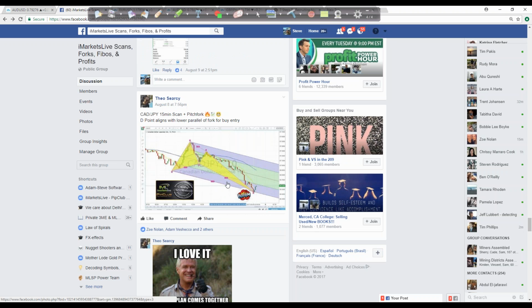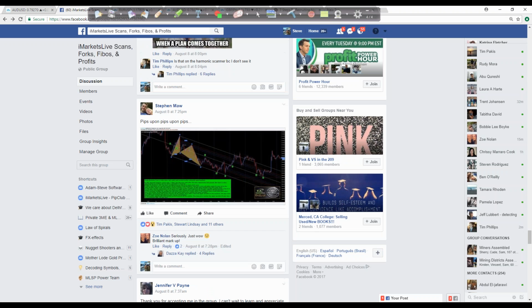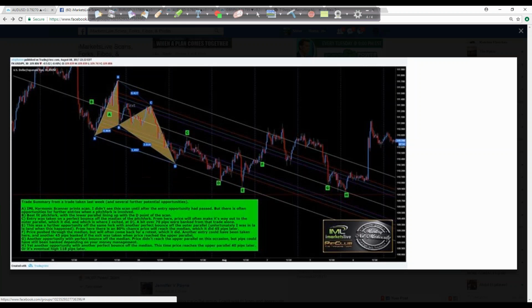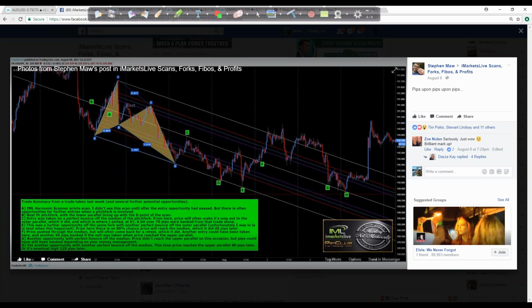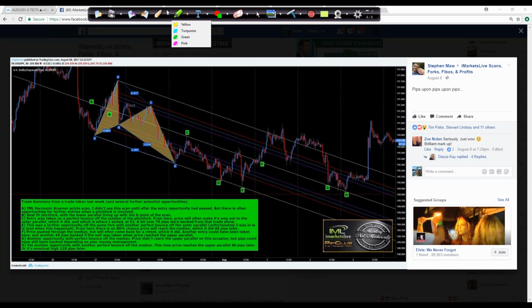Let me see if there's any more kind of fun ones. This is another trader, Stephen Ma. And what he's showing here is, again, I showed this earlier, but I think his is even better. And again, Stephen's a student of mine. He's only been around trading since maybe November, so about 9 months. And only maybe in the last 3 to 4 months has taken up Pitchforks, under my tutelage.